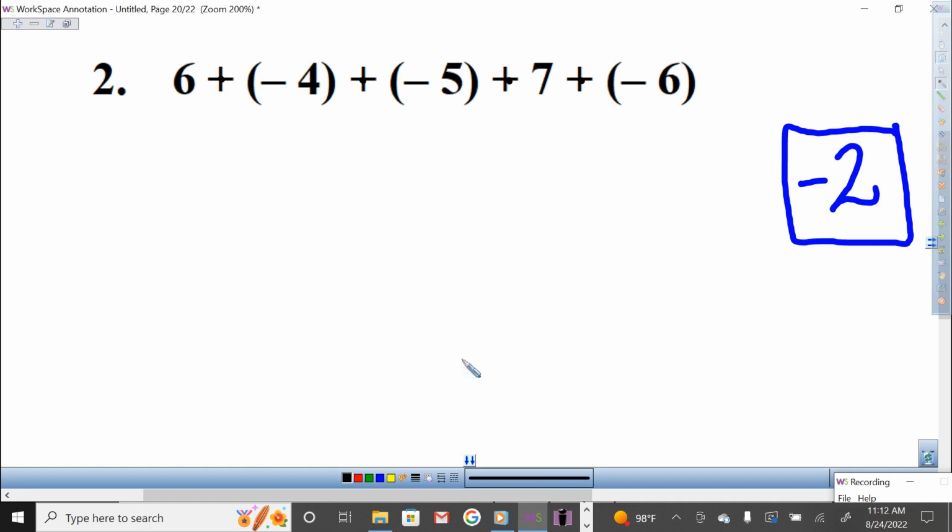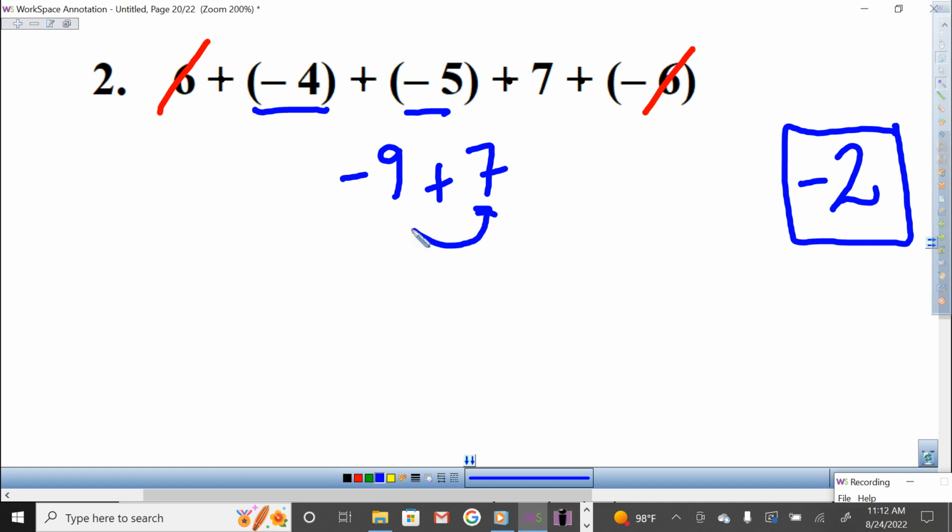What is the second thing we check for? 0 pairs. Are there any 0 pairs? Let's see, 6 and -6. Anything else? No. Therefore, we combine like terms. -4 and -5, that's -9. Plus 7. Therefore, can 7 of these cancel 7 of those? Yes, and we're left with -2. Okay, good start.